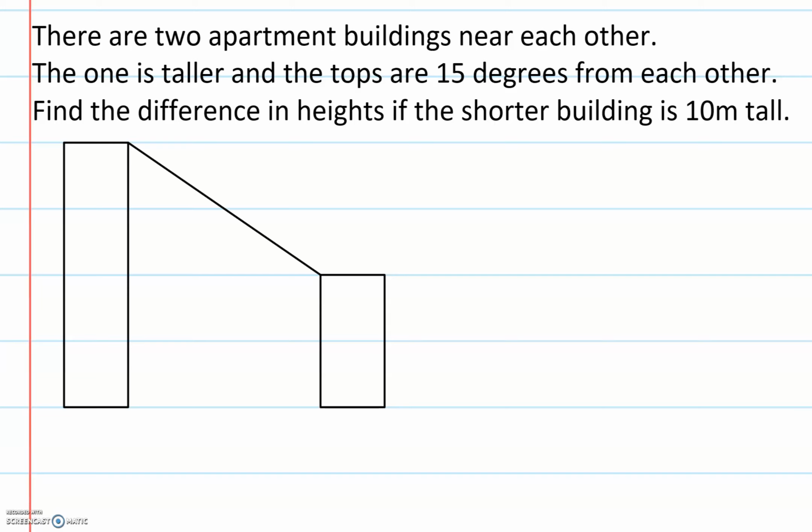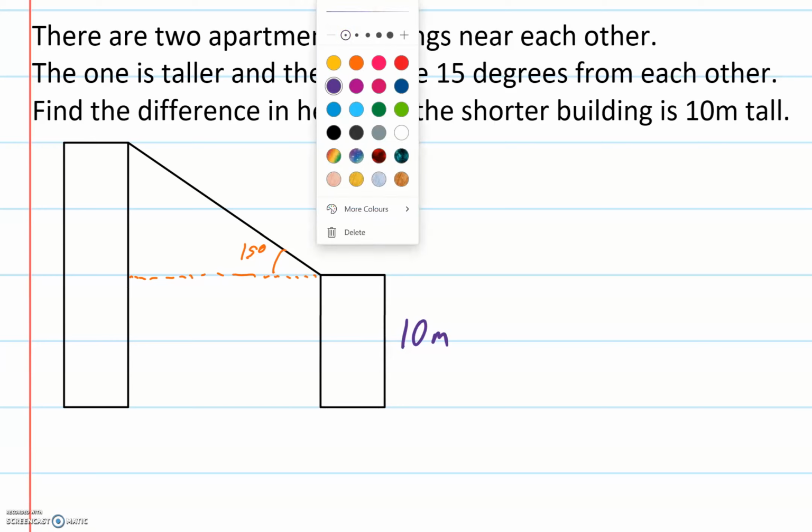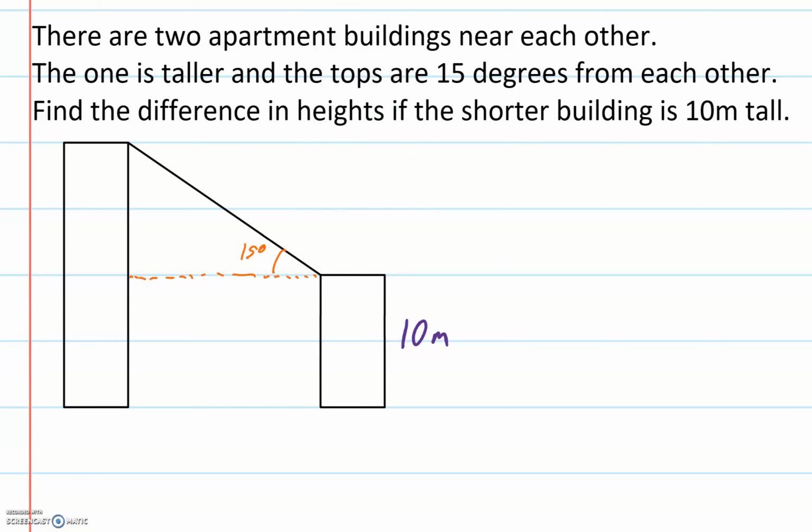So as you're reading, you should usually draw in what you see. So I'm going to start with this side here. Go like this. And I'm going to say this is 15 degrees. Okay, so tops are 15 degrees from each other. Find the difference in heights if the shorter building is 10 meters tall. Well, the shorter building is 10 meters tall. Let's make that smaller. Okay, so the shorter building is 10 meters tall.